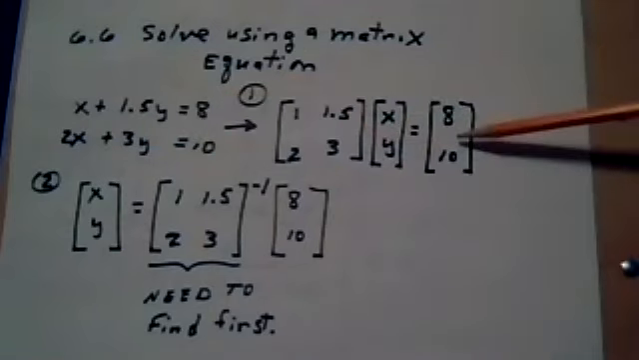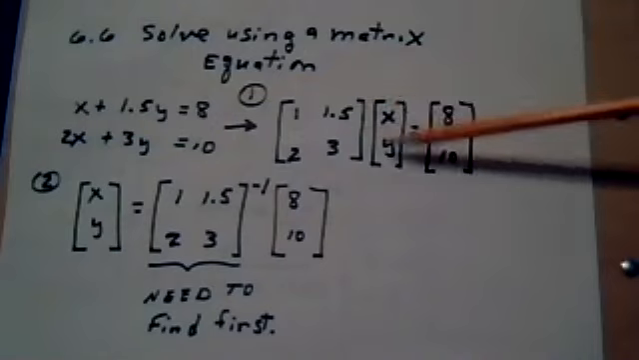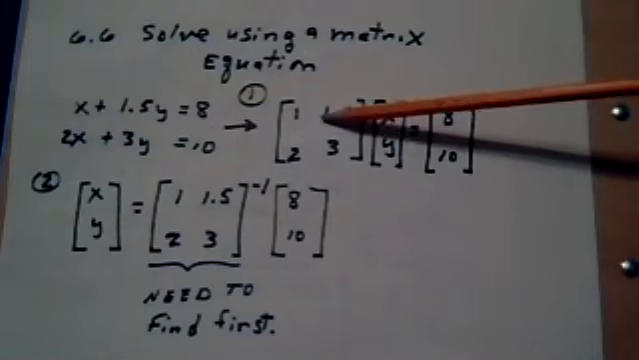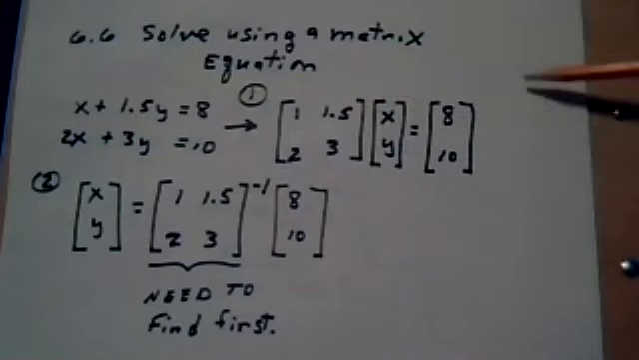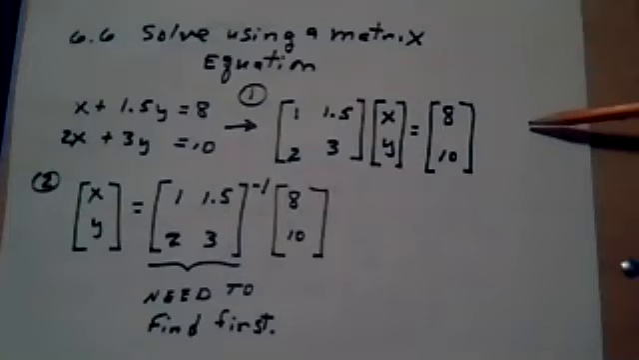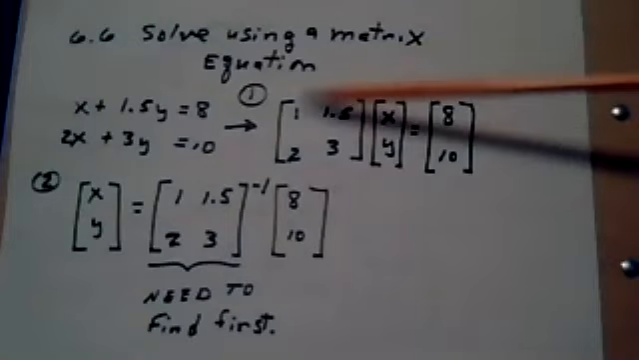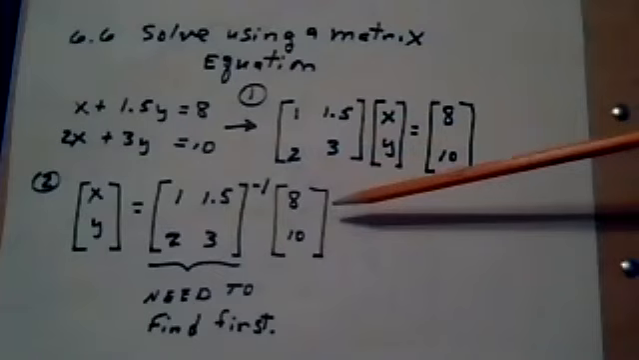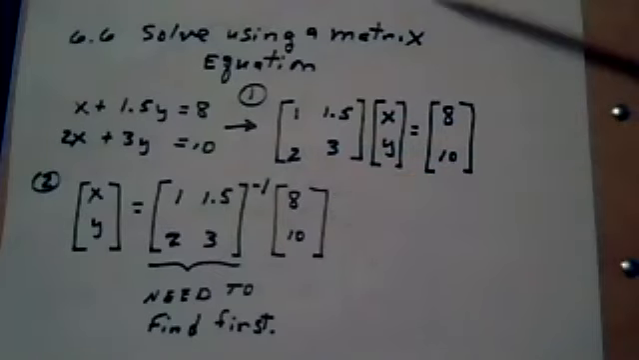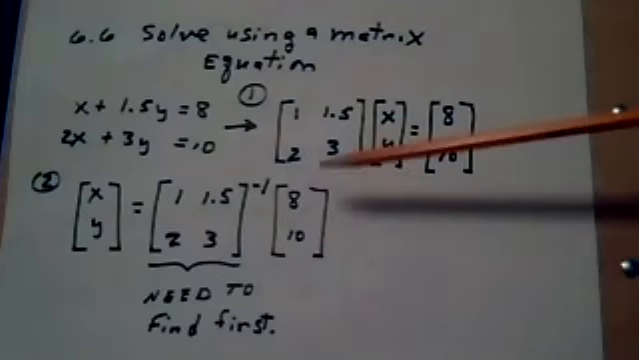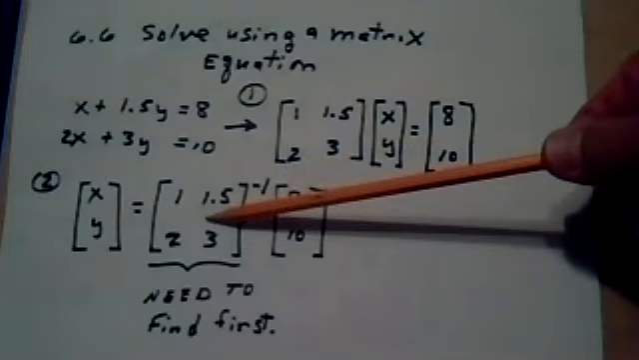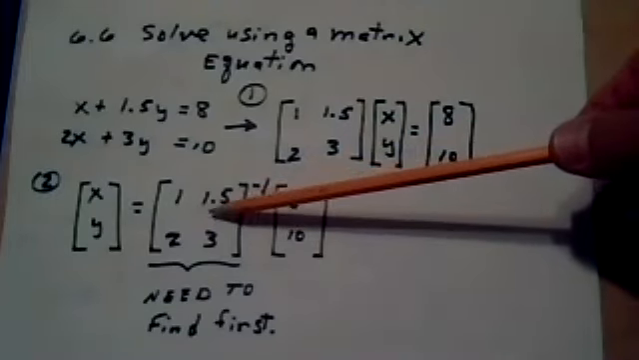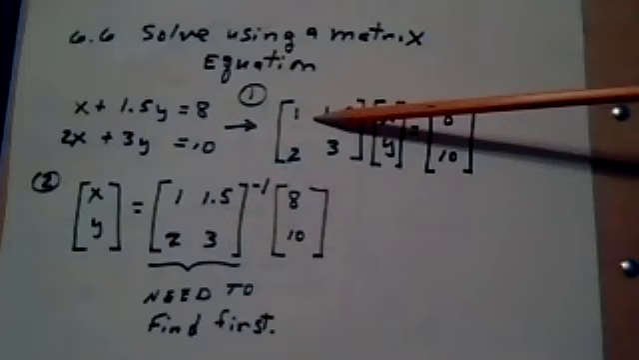So I need to get the variable matrix by itself. So I need to move this matrix to the other side. If these were real numbers, we would take the reciprocal, right? We would divide. But in matrix rules, that does not exist. You have to multiply times the inverse. So when you move this one to this side, you call it inverse. That tells us this came from the other side.